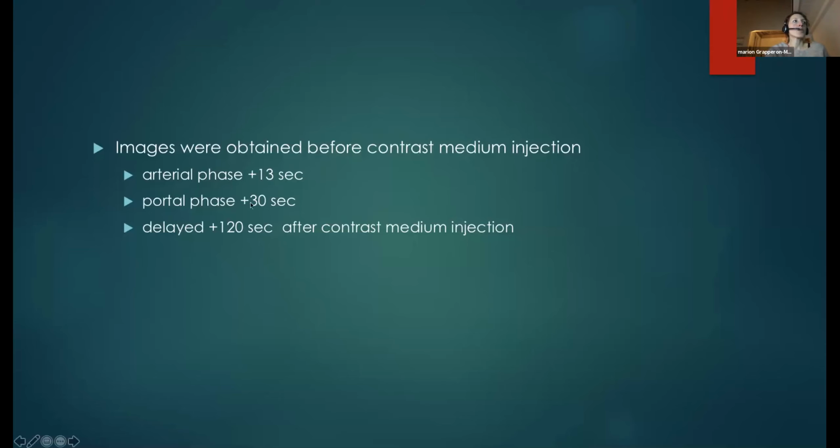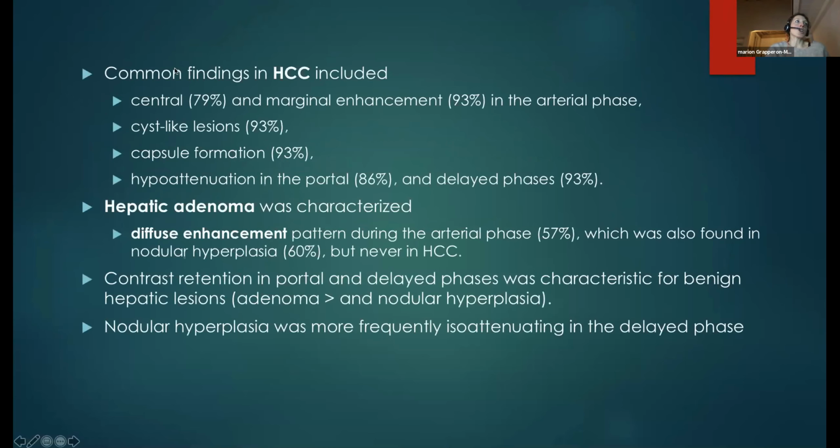The protocol was a little bit like the first paper, with set times of acquisition. The common findings for hepatocellular carcinoma were central marginal enhancement in the arterial phase in the majority of lesions, as we saw, capsule formation, and hypoattenuation in the portal and delayed phases. I think it also depends on the size of the mass.